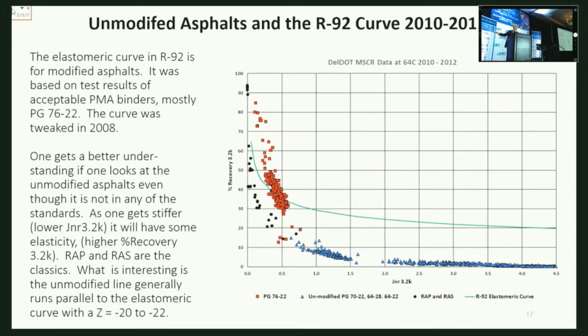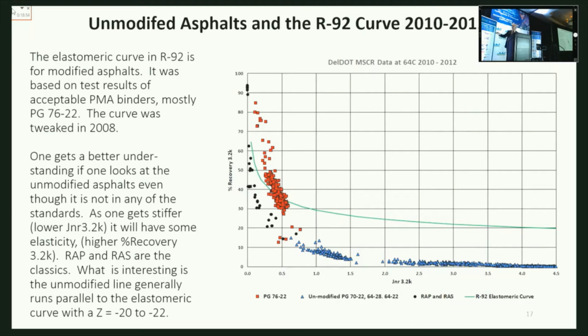Now, this line of unmodified asphalts runs pretty much parallel to the elastomeric curve, and the distance ranges somewhere between -20 to -22, which is a very useful tool, because now you know what's happening to the binder. Is it acting like a non-modified, or is it acting like a modified, or somewhere in between? Now this was done in 2010, 2012, before anybody accepted it as a state standard.